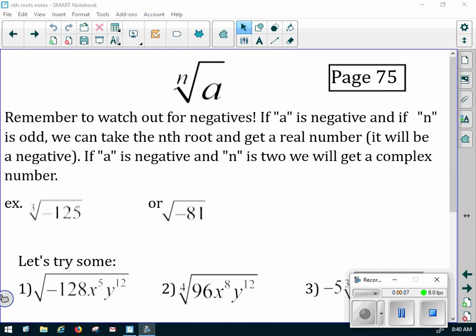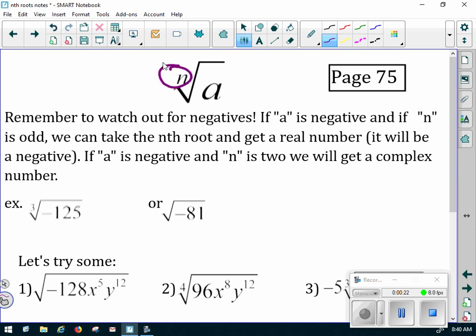The first thing I want to remind you, and we talked about this on Friday, watch out for negatives. Remember, you can take an odd root of a negative number, but you can't take an even root of a negative number. It just doesn't work. As we go through these, I just want you to keep that in mind, all right?